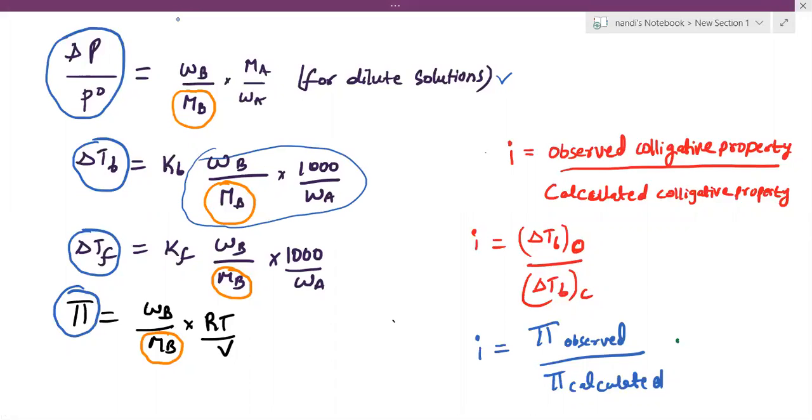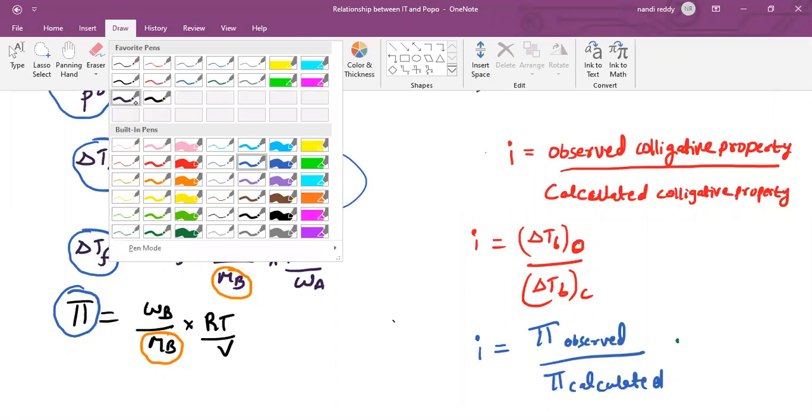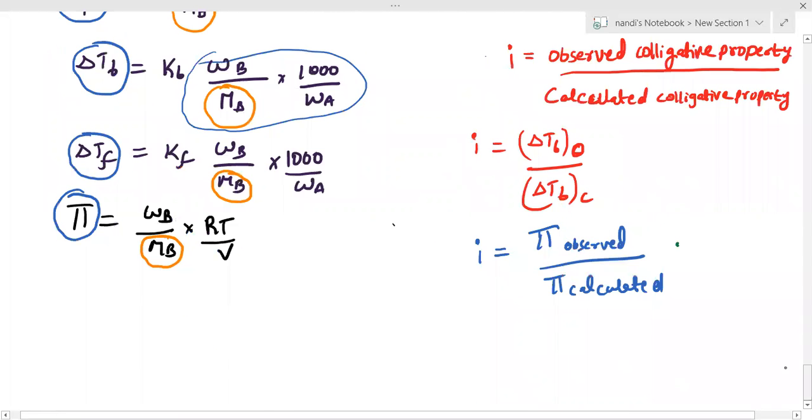In all the formulas, the molecular weight of the solute is inversely proportional to the colligative property. Clear? So now you can check it. If any questions are given based on molecular weight of solute and colligative property, you can find it out.